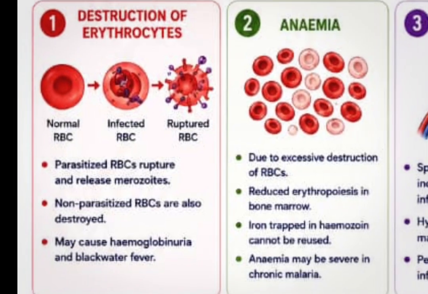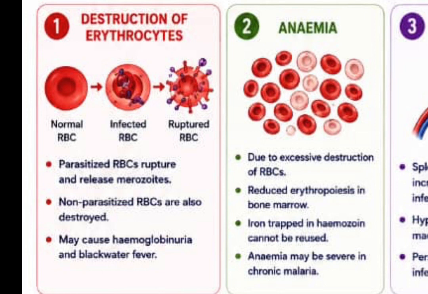You get it now. So the next is the pathogenesis of malaria. What occurs when the merozoites are released into the blood? There will be destruction of red blood cells. The parasitized RBC ruptures and releases merozoites. Always remember, when they release merozoites, the non-parasitized red blood cells are also destroyed. Why? Because they destroy the red blood cells, and when they destroy the red blood cells, they release hemoglobin. Hemoglobin is released in the urine, causing what? Hemoglobinuria and blackwater fever. So there will be hemoglobinuria and blackwater fever, also causing hemolytic anemia, which is the next one.